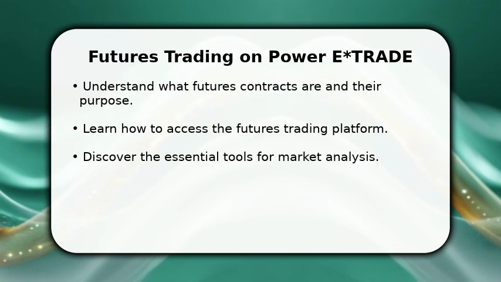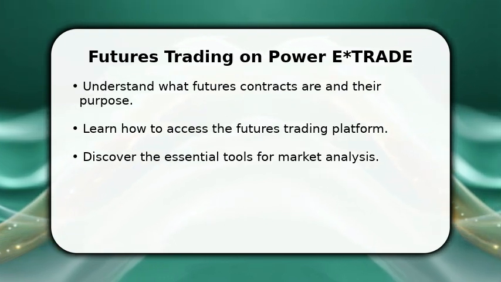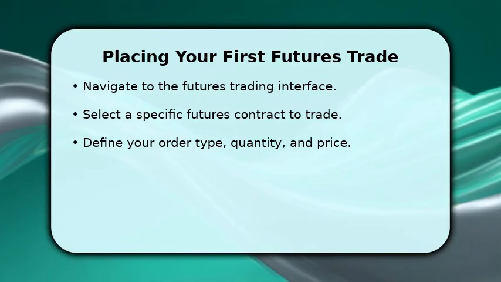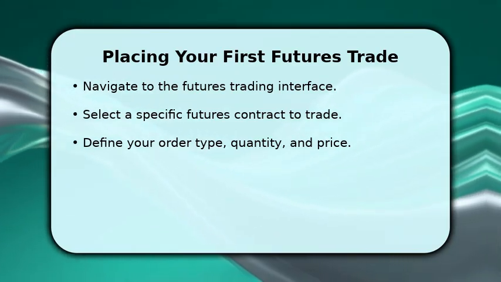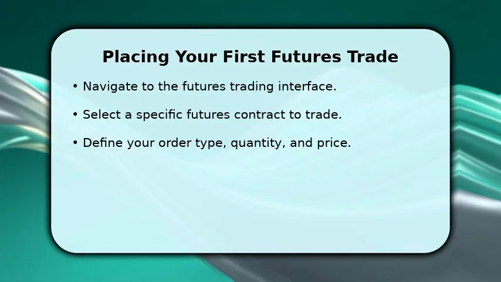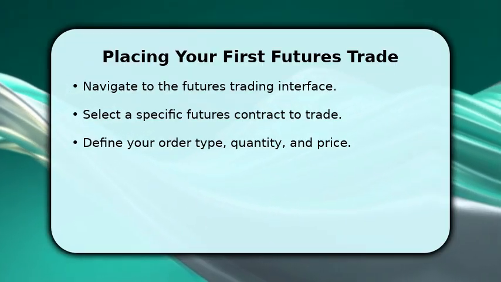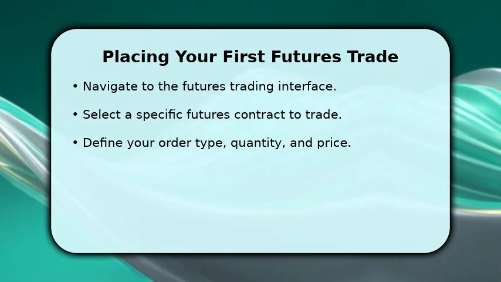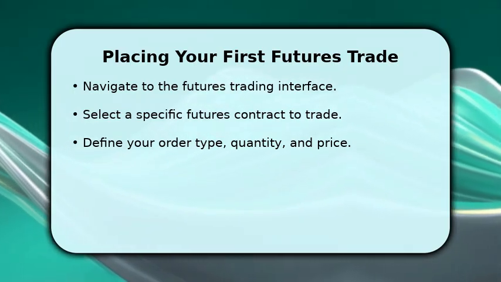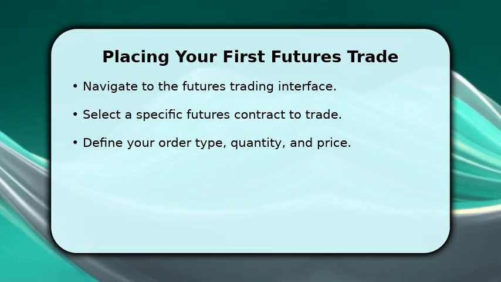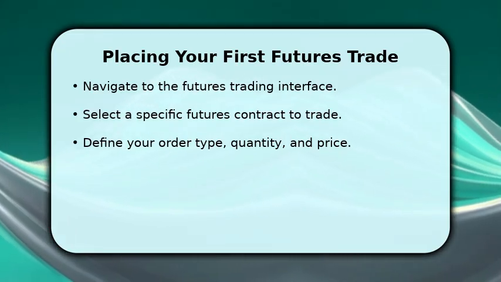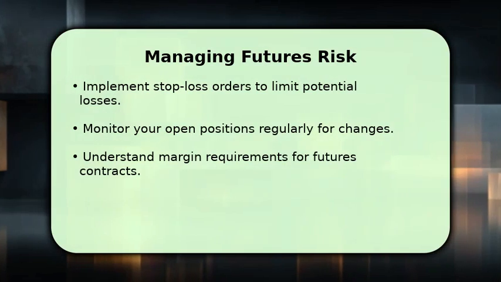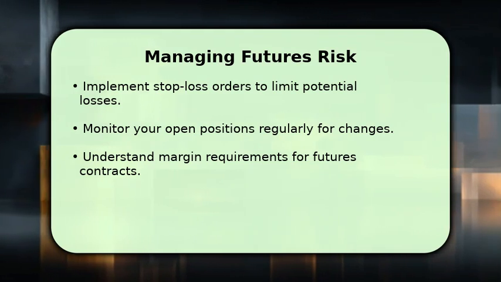This method simplifies the process for new traders. To place a trade, select the futures contract you wish to trade from the available list. For example, you might choose an E-mini S&P 500 futures contract. Next, specify your order type, such as a market order or a limit order, and the quantity of contracts. Finally, set your desired price if using a limit order, then review and confirm your trade. This process is straightforward.